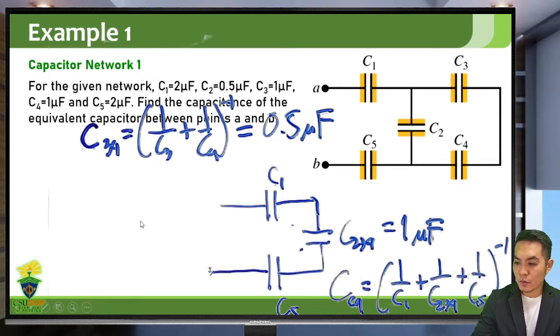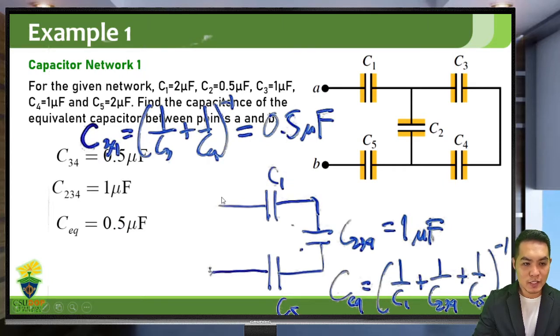So you use those to get C equivalence of 0.5 microfarad. Again, by the way, when you solve a capacitor network like this, I will require you to draw your solutions first. So draw the simplifications step by step, just like what we did in the previous example.